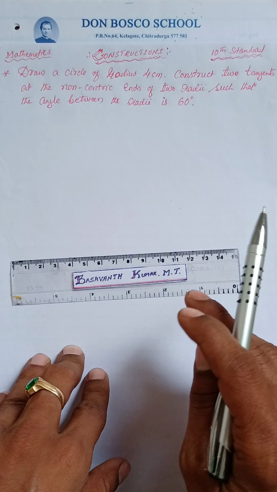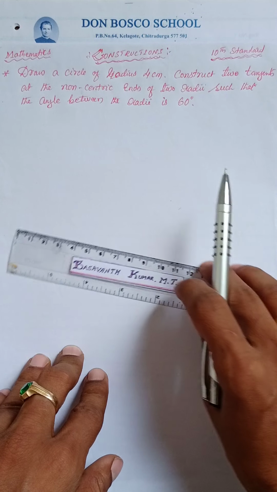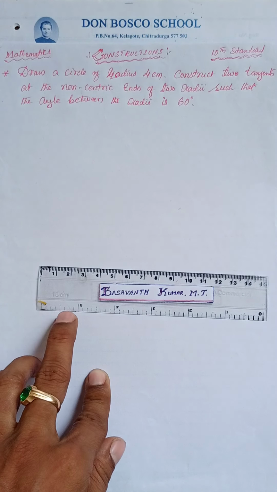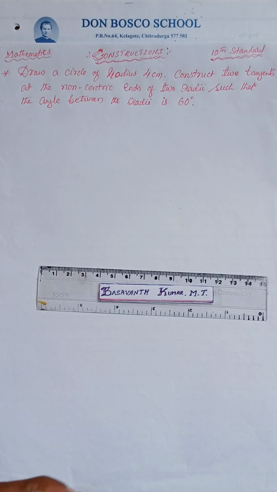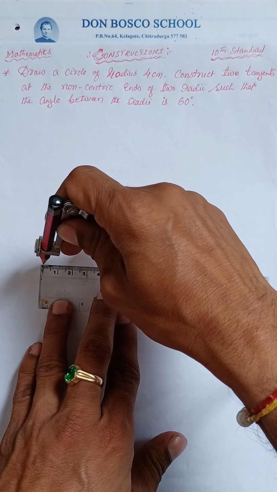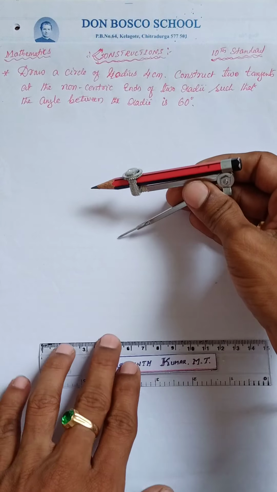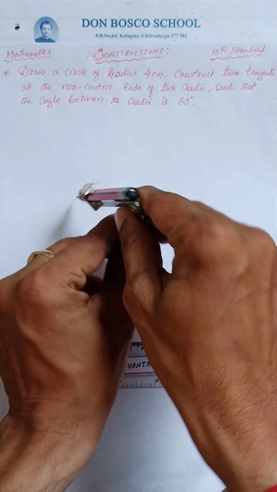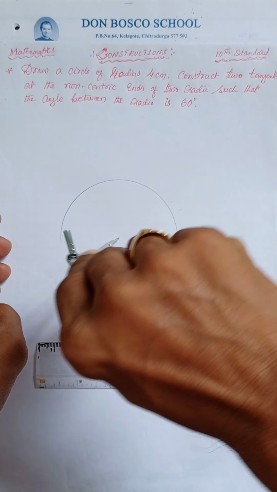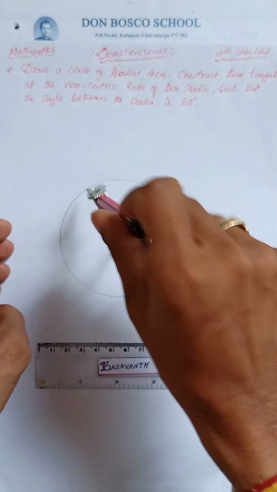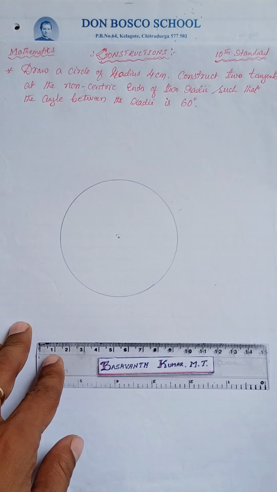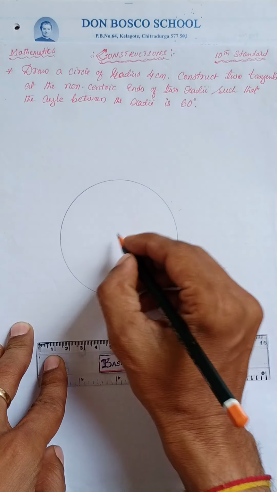It is a problem. In this construction you have to draw first a circle of given radius. Okay, take a 4 centimeter radius in your compass. Draw a circle. Now here is the center. Mark it as O.